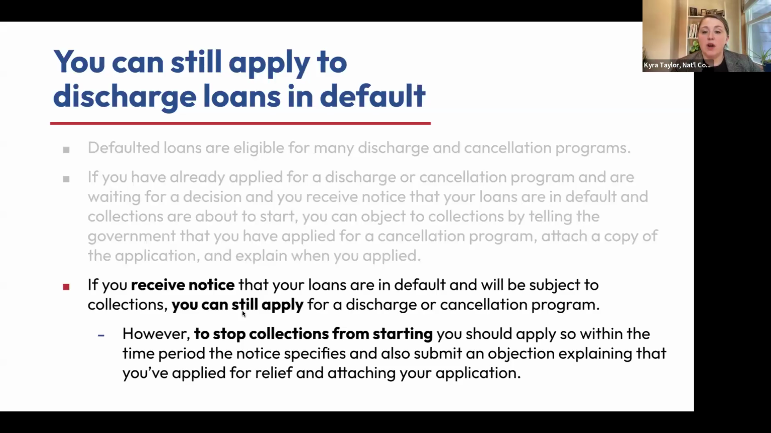If you receive notice that your loans are in default and will be subject to collections, but you haven't yet applied, you can still apply for a discharge or cancellation program. But to stop collections from starting, you should apply within the time period the notice specifies and also submit an objection, after you submit your application, explaining that you've applied for relief. And again, you need to attach your application. The discharge programs vary somewhat in terms of whether or not they will stop collections. So this isn't fail-safe, but certainly if your relief application has been granted, that will discharge your debt and that will remove it from default, which will mean you will no longer be subject to collections.